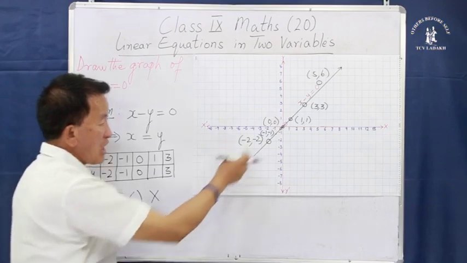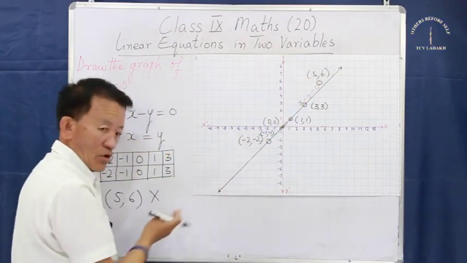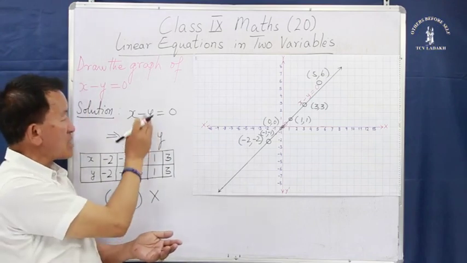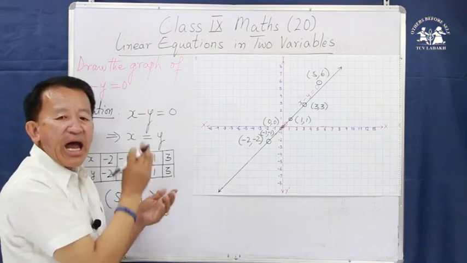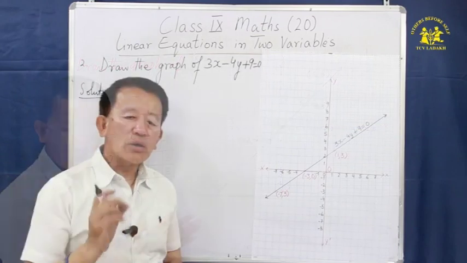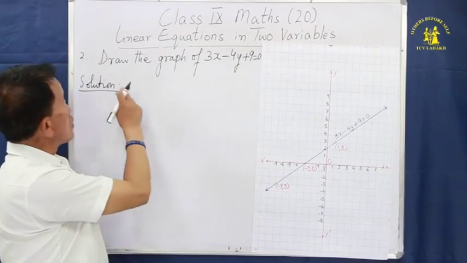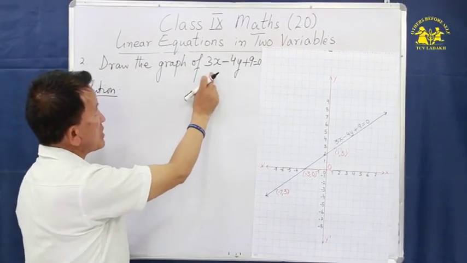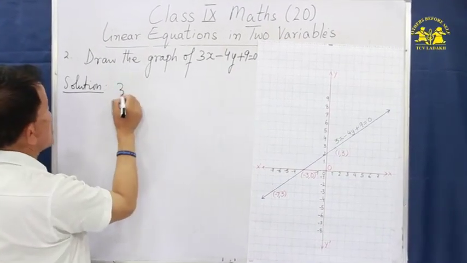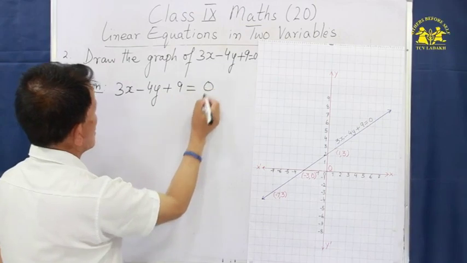Okay, now since on a given line we have countless points, from this we can conclude that the equation x minus y is equal to 0 has infinitely many solutions. Now let's take a slightly tougher equation. Draw the graph of the equation 3x minus 4y plus 9 is equal to 0.